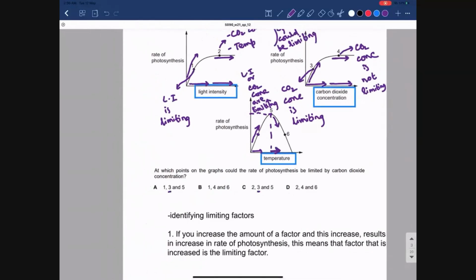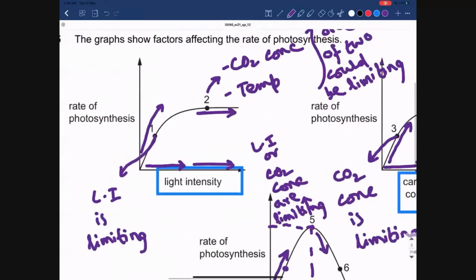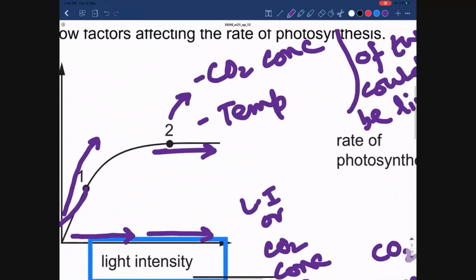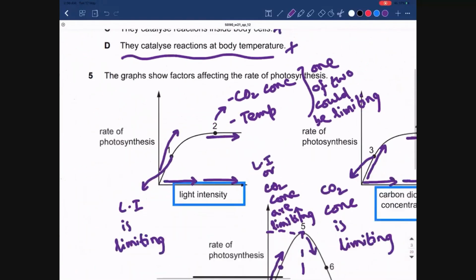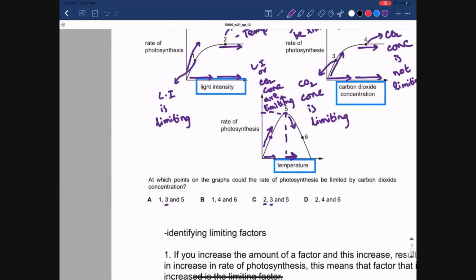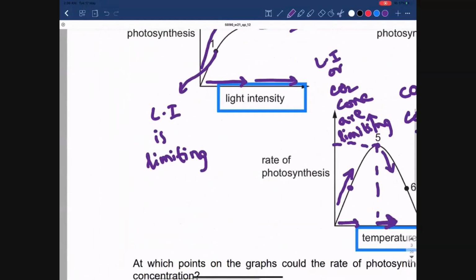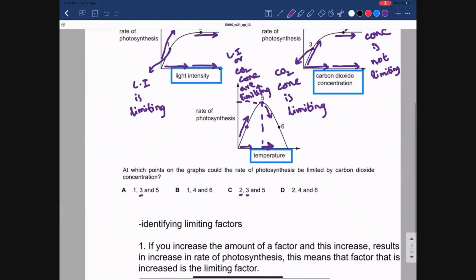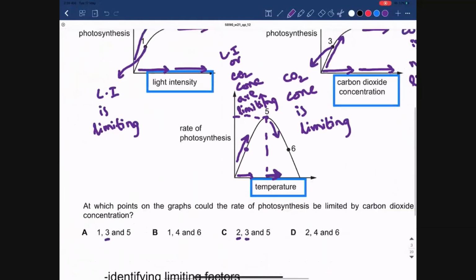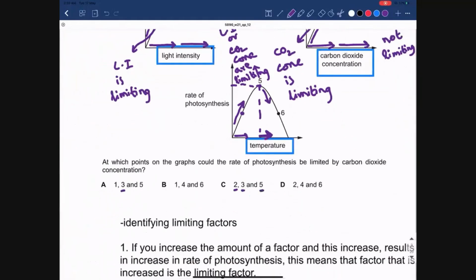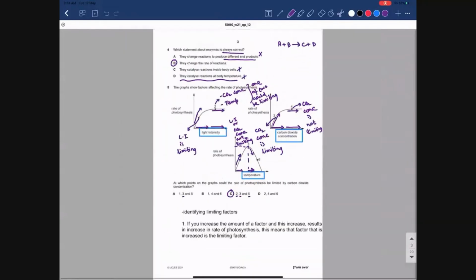What else? At 2, light intensity is not a limiting factor. Carbon dioxide concentration or temperature could be limiting. So at 2, it could be limiting. At 1, light intensity is limiting, not carbon dioxide concentration. And at 5, temperature is not limiting. So light intensity or carbon dioxide concentration could be limiting. So at 5, carbon dioxide concentration is limiting. The answer is C, 2, 3, and 5.